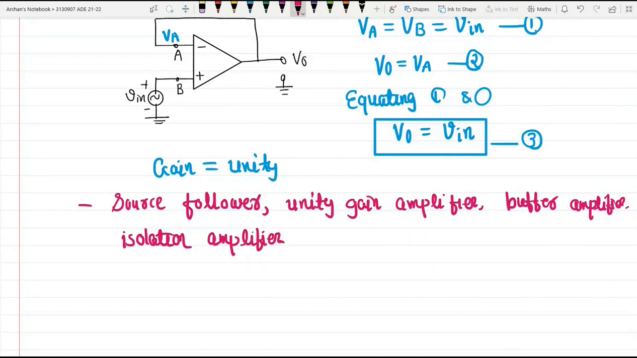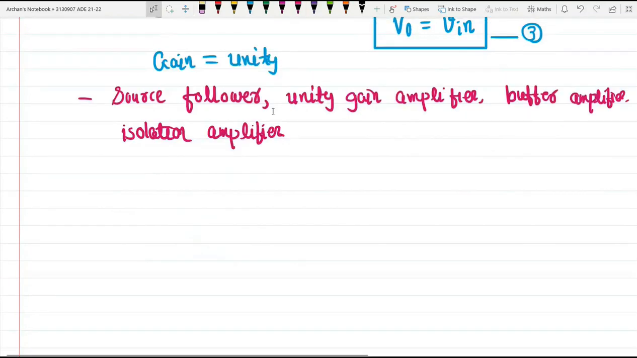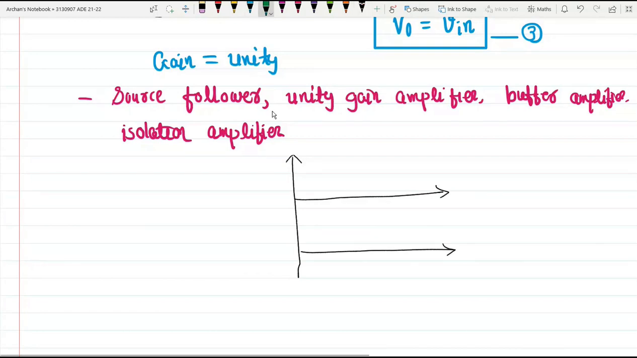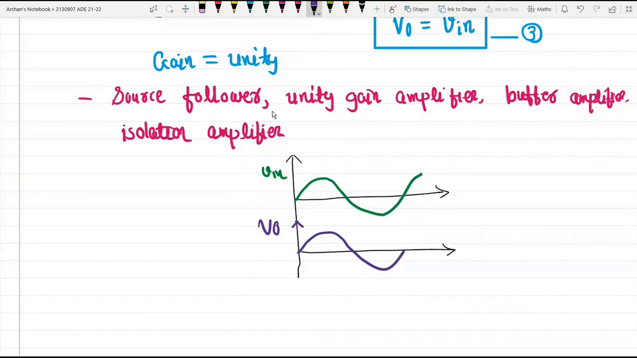Talking about the input and output waveforms, it can be well predicted by you, because as we know, the output voltage waveform will obviously follow the input voltage waveform. Suppose this is my input voltage signal V in. The output voltage will follow the input voltage like this. So this is the typical input and output voltage waveform in the case of a voltage follower circuit.